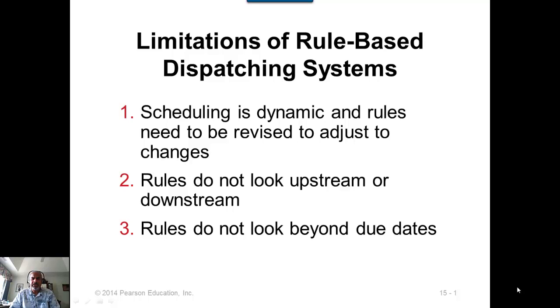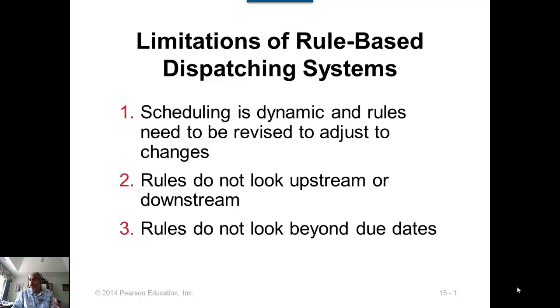So far we discussed several rule-based scheduling rules, like the shortest processing time (SPT) rule, the earliest due date (EDD) rule, the CR rule, and Johnson's rule. These are very good for scheduling in job shop oriented production situations. But they have some limitations too.